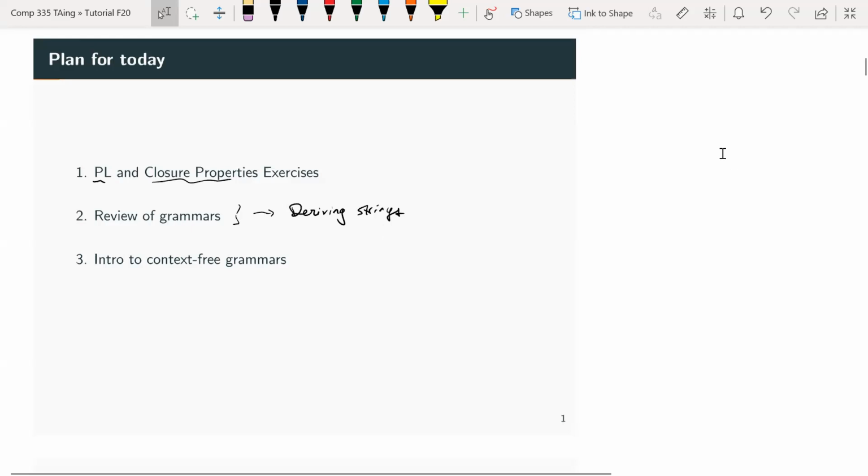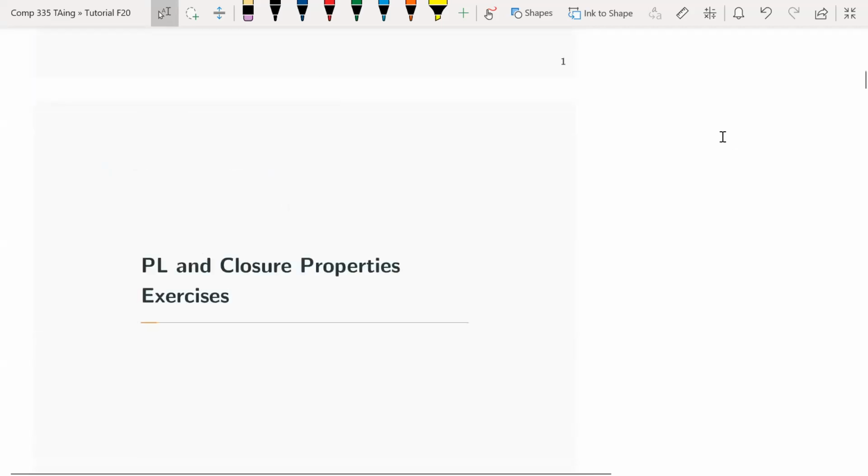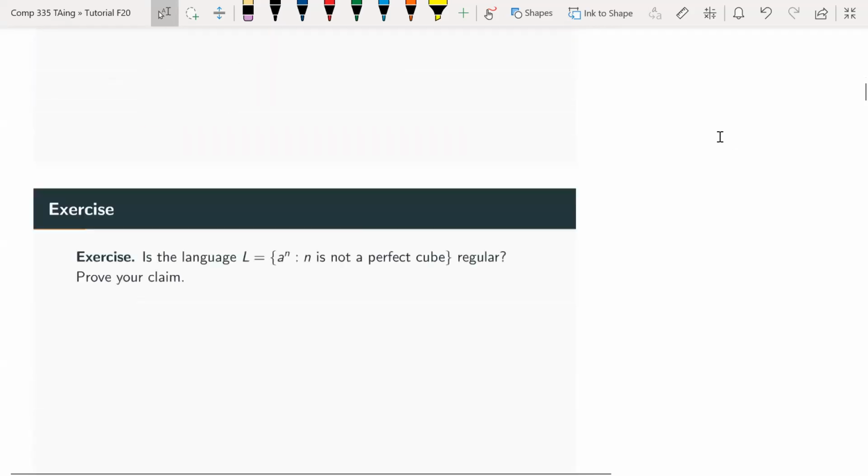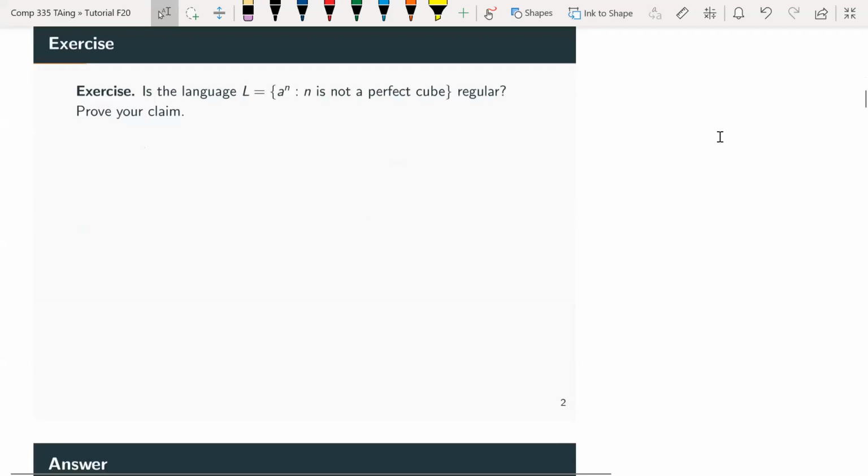All right, so let's get right into it. Pumping lemma and closure properties. So the first exercise here asks us, and actually all of the exercises here are going to ask us, if the language L, which in this case is the set of strings that look like a to the n, such that n is not a perfect cube. So is this language regular?